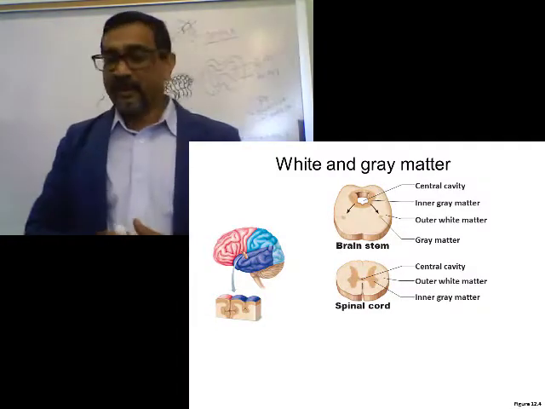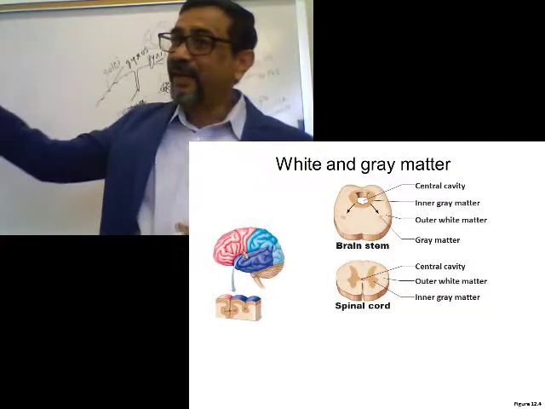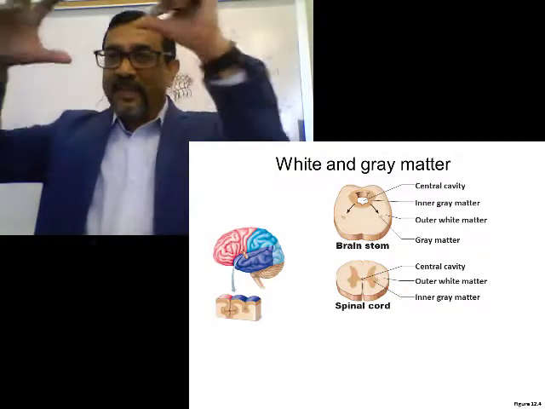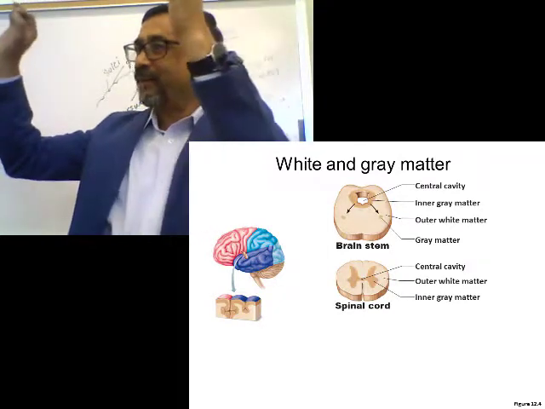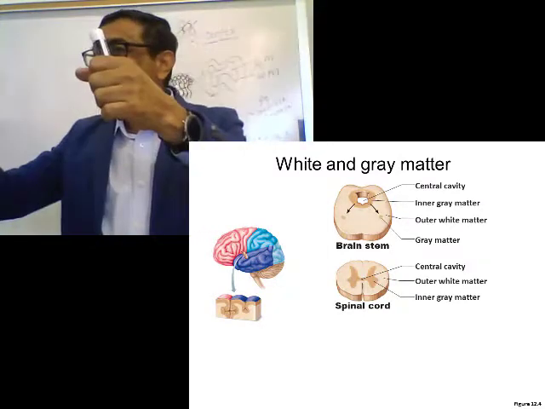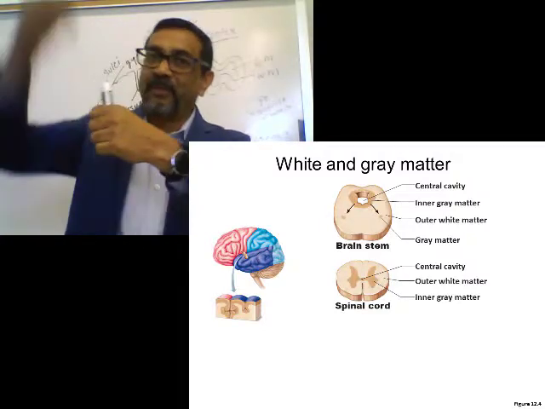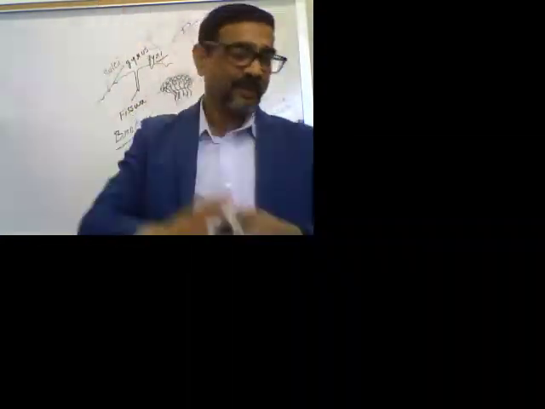So where you see the gray matter, that means you have many cell bodies there, right? And in the cytoplasm you have the Nissl granules. Where you see the white matter, you have many myelinated fibers. White myelin sheath is there. Okay.